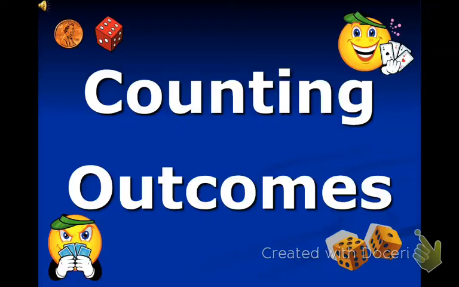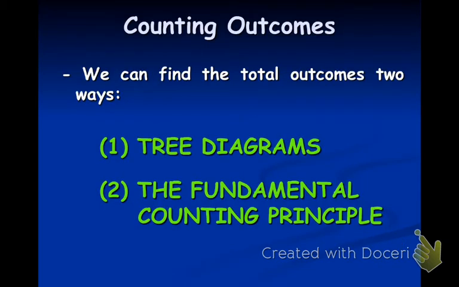Hello everyone. Today we are going to continue how to find the number of outcomes in a given probability problem. As we started yesterday, we started counting outcomes by using tree diagrams, but we can find the total outcomes in two ways, not just with tree diagrams, but using this principle called the fundamental counting principle.